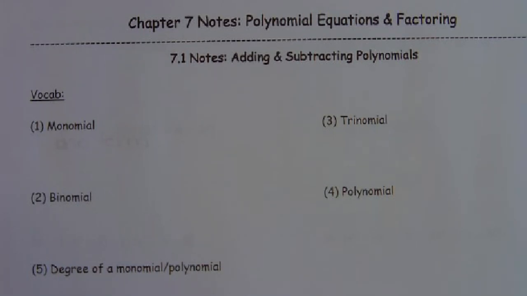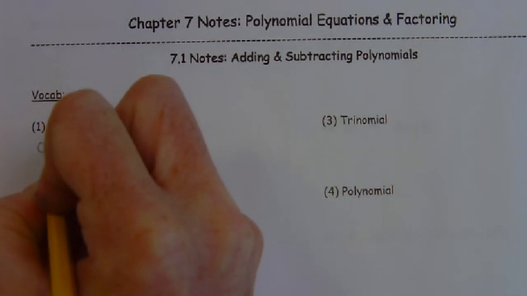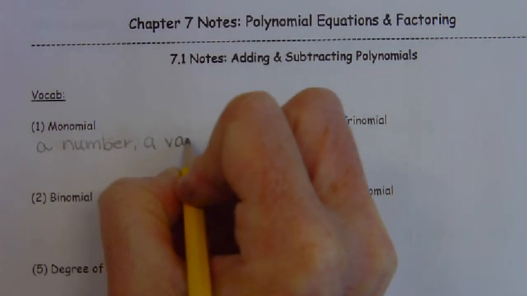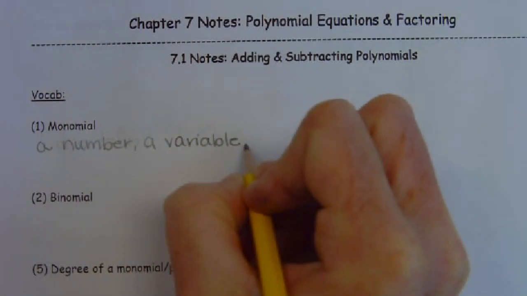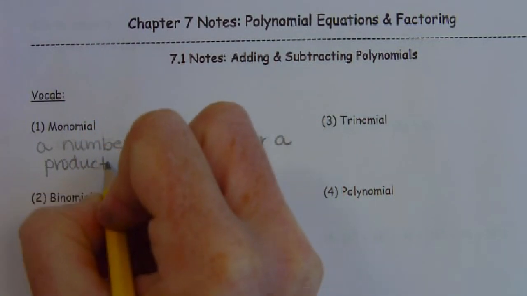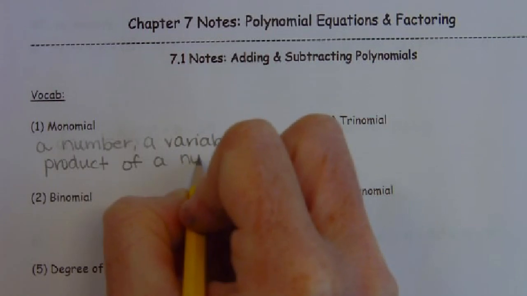So the first word we're going to talk about is the word monomial. A monomial is a number, a variable, or a product of a number and variable.